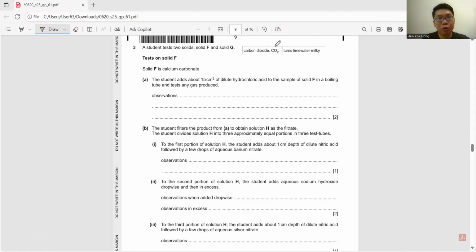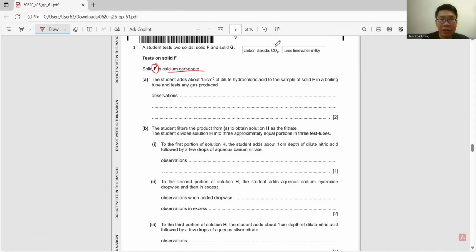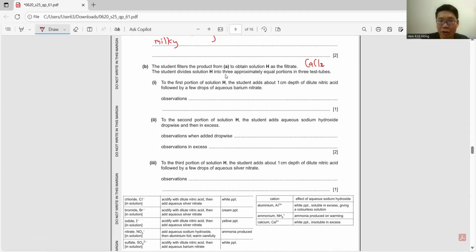Question 3. A student has two solids, solids F and G. They tell you F is calcium carbonate. The student adds about 15 cm³ of dilute hydrochloric acid to the sample of solid F in a boiling tube and tests any gas produced. We know carbonate, when it reacts with any acid, will release carbon dioxide. You refer back to the table, you know the observation will be, you will see the fizzing and it will turn limewater milky. The student filtered the product from A to obtain solution H as the filtrate, so calcium chloride will form. The student divides solution H into three approximately equal portions in three test tubes.